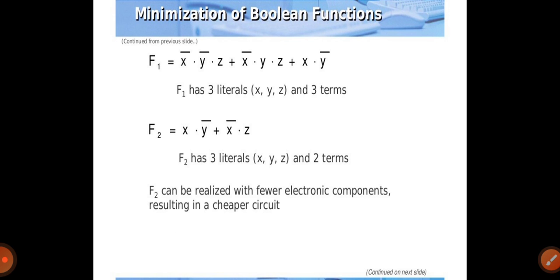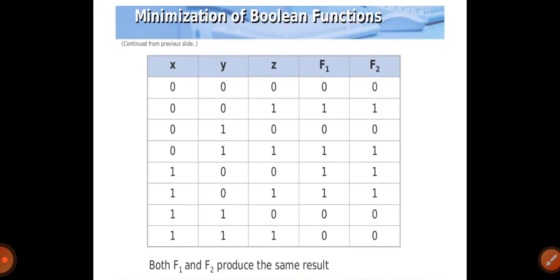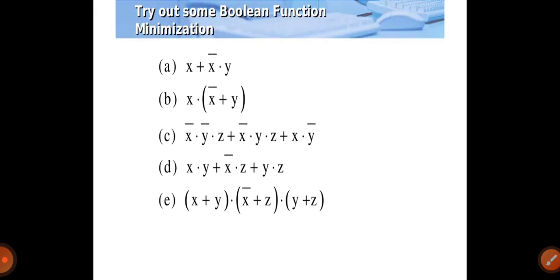Minimization of the Boolean expression. This is a truth table. But this year a truth table is not necessary.